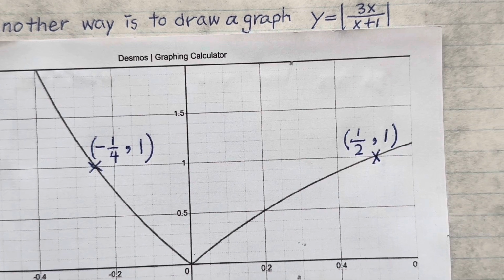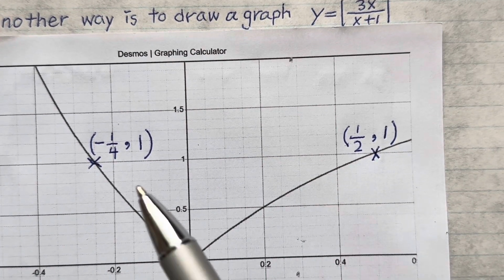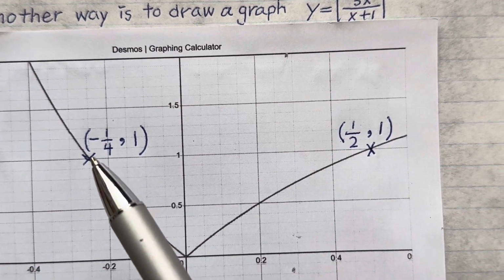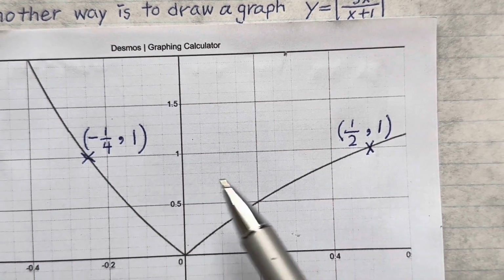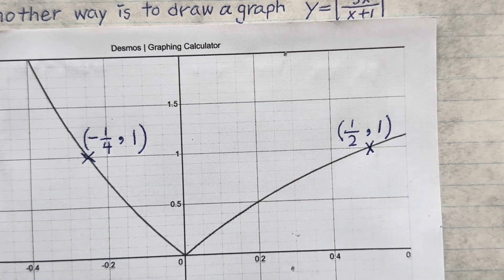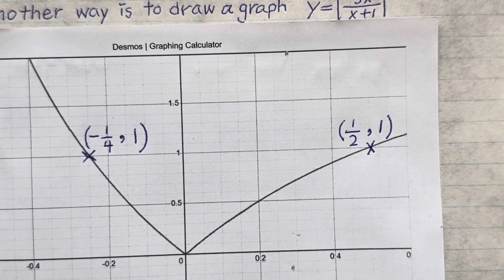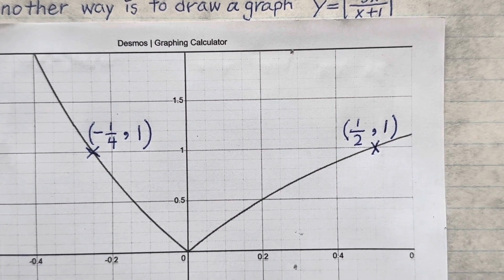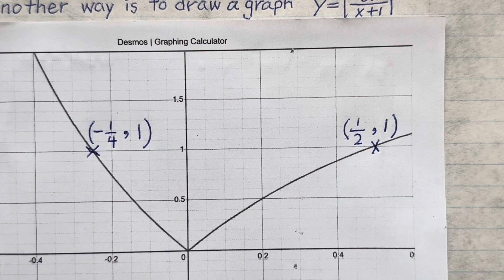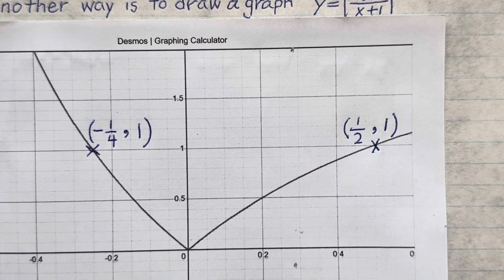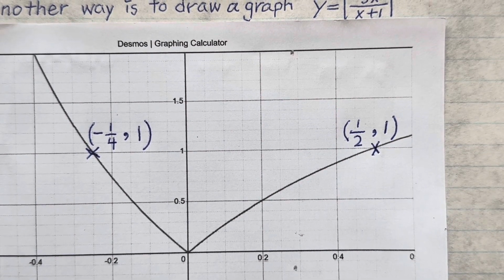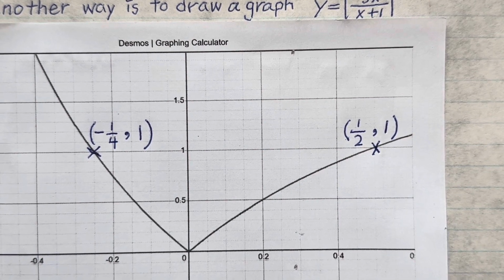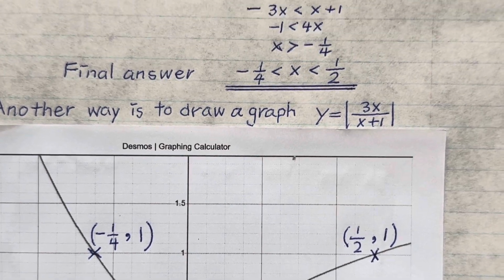So, from the graph, my answer is x is between -1/4 and 1/2. So finding the graph is another way to get the answer to the inequality. It seems to me that graphing is a lot easier. Okay, this is the answer to this question.